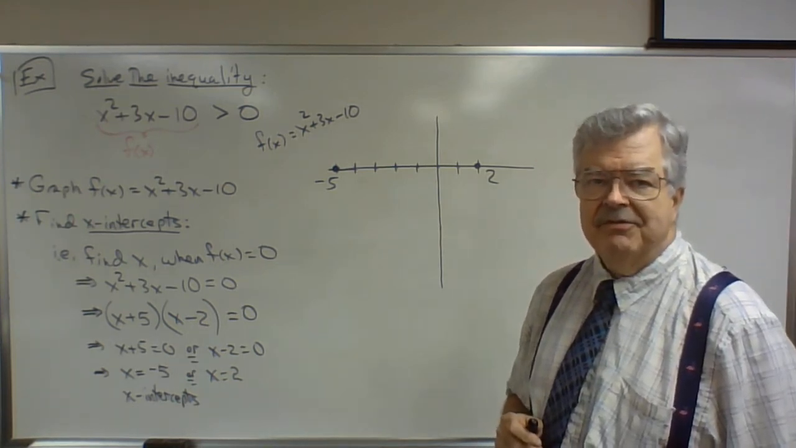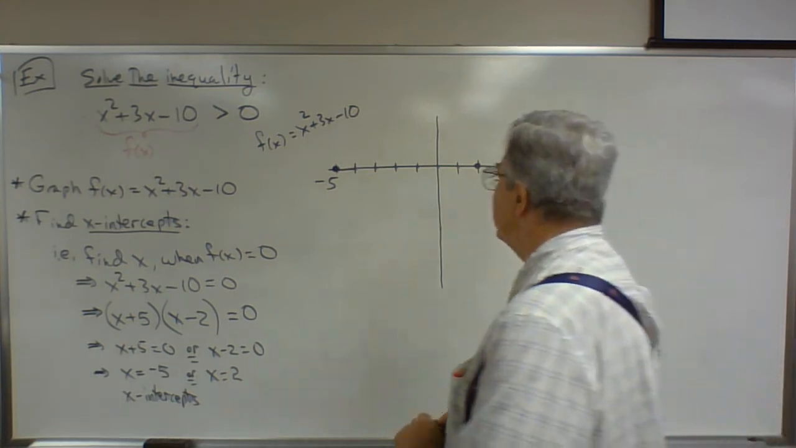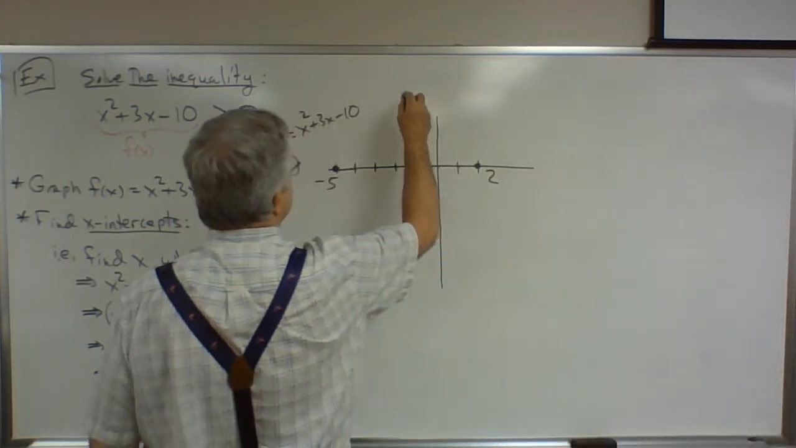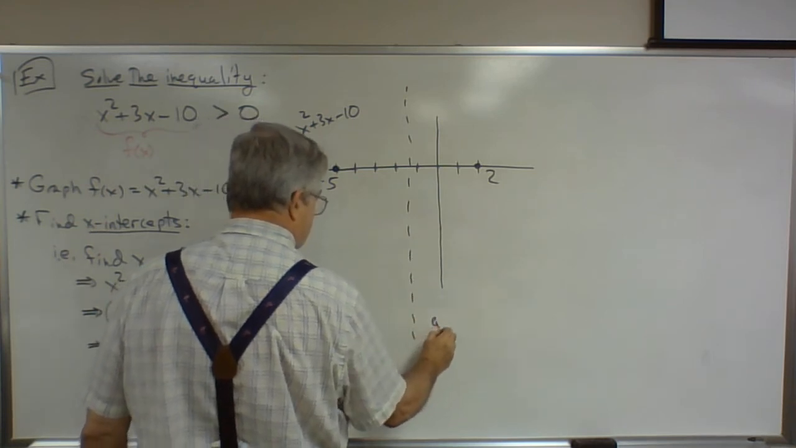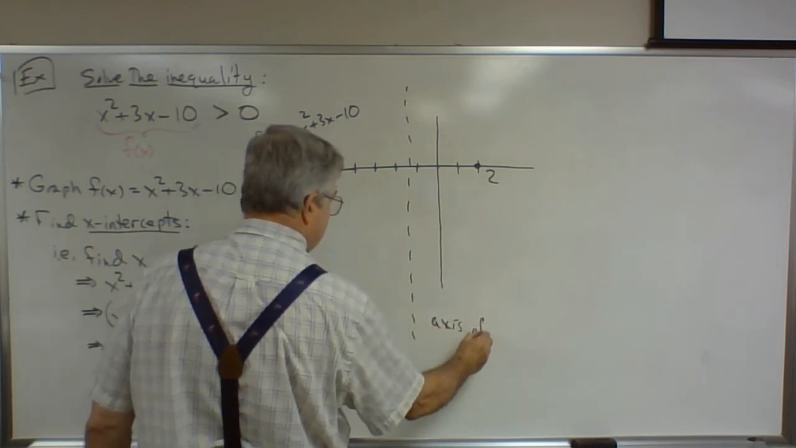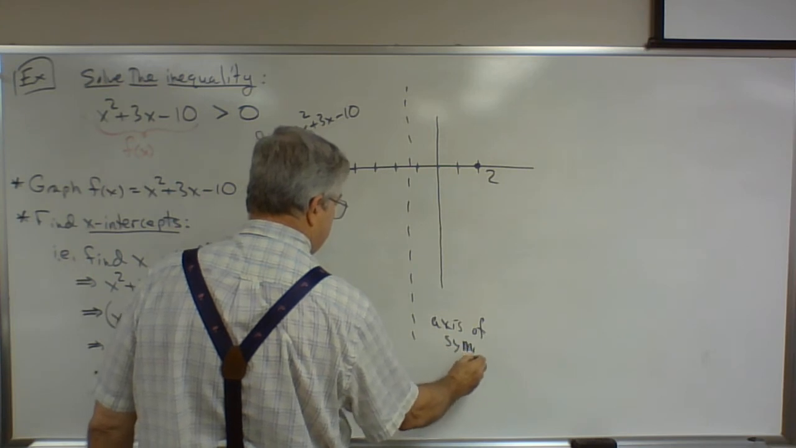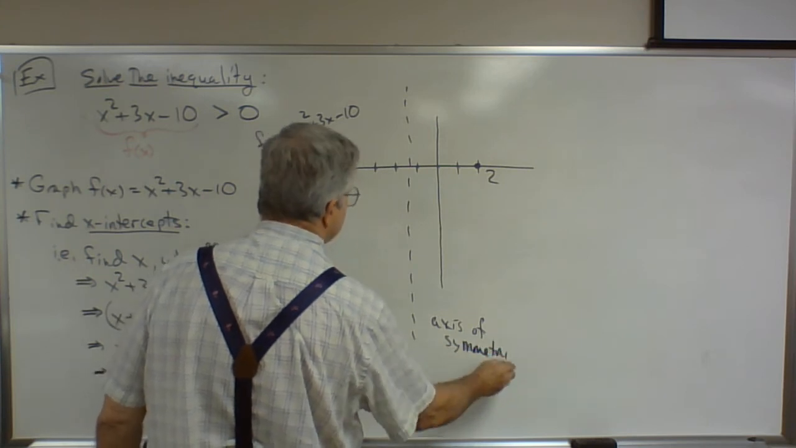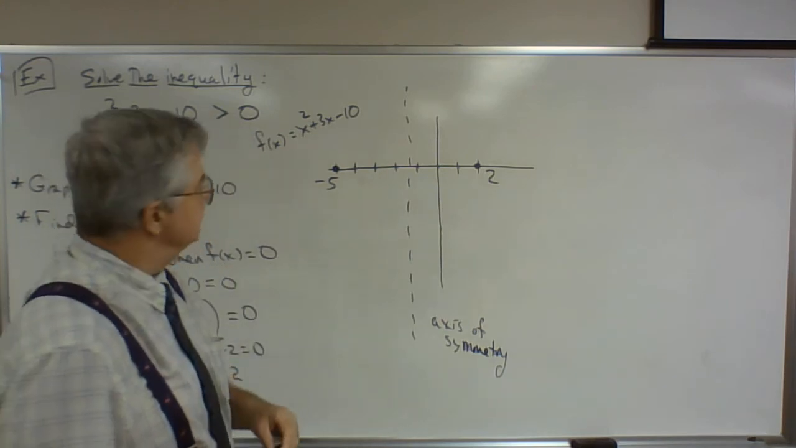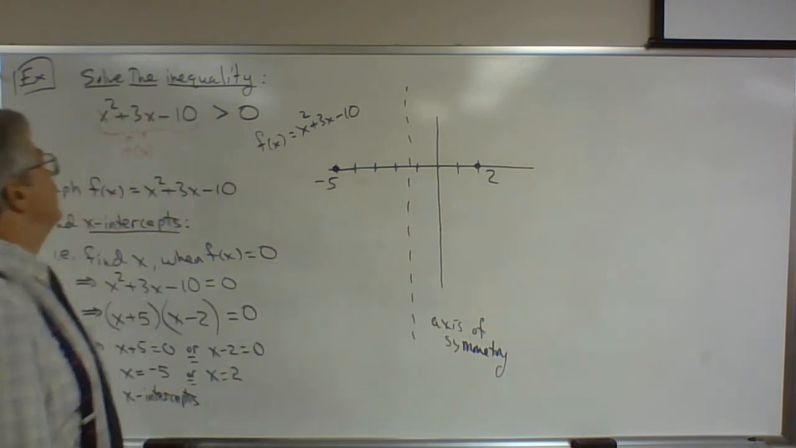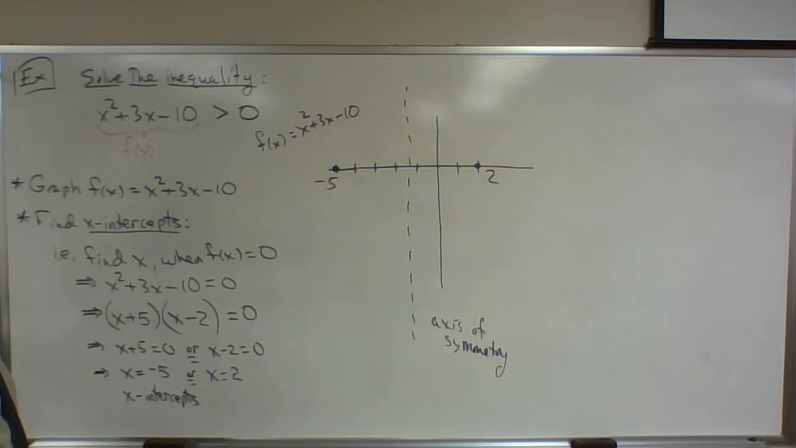The axis of symmetry is going to be halfway in between, somewhere around here. And exactly where, we don't need to know. Somewhere between the x-intercepts, we're going to have the axis of symmetry. The easy way to do this is just to look at A.